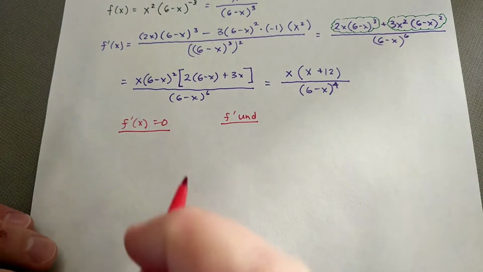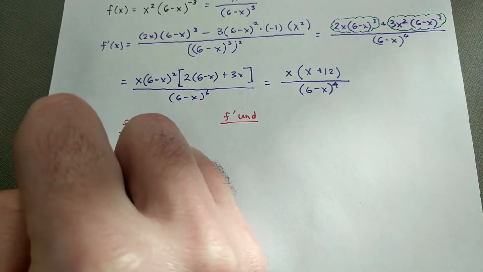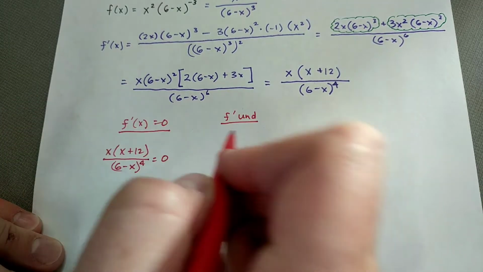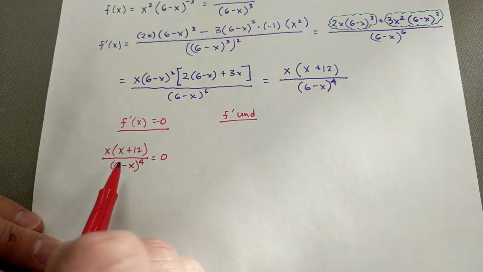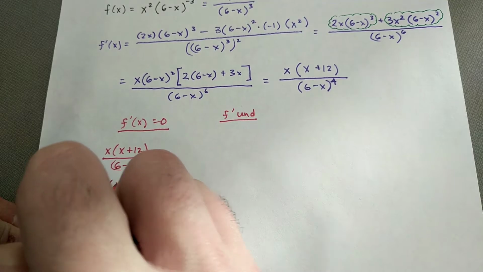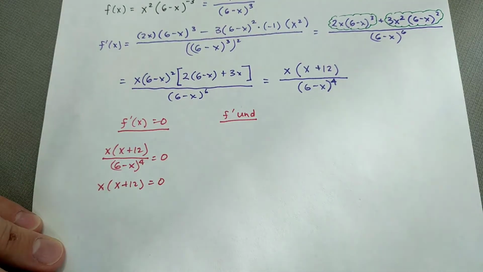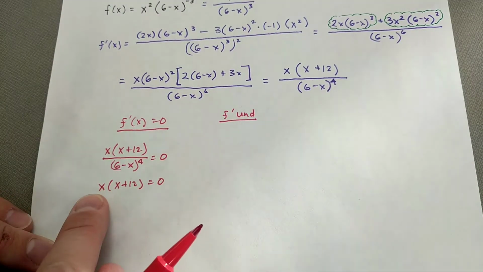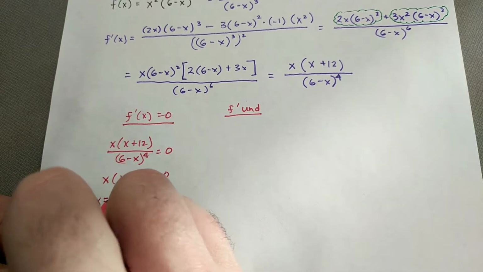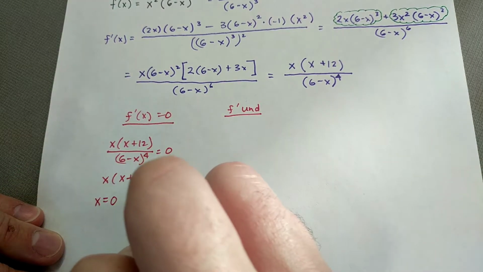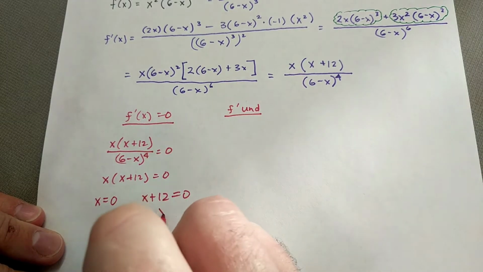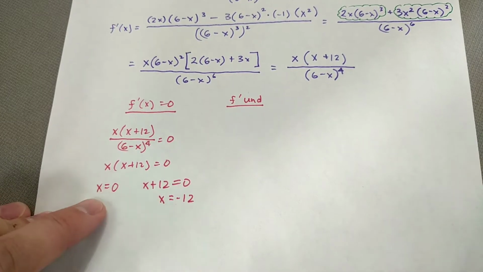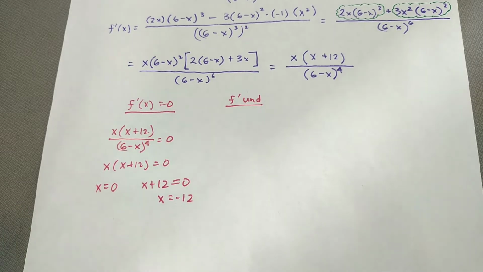So when is f prime equal to 0? So x times x plus 12 over 6 minus x to the 4th equals 0. Well, if we multiply both sides by the denominator, we just get x times x plus 12 equals 0. Also, a fraction can only be 0 when the numerator is 0. And then now I have 2 things that equal 0, so either x equals 0 or x plus 12 is equal to 0. That one's already solved. This one gets us negative 12. All right, so the first 2 places we could be looking are at 0 and at negative 12.